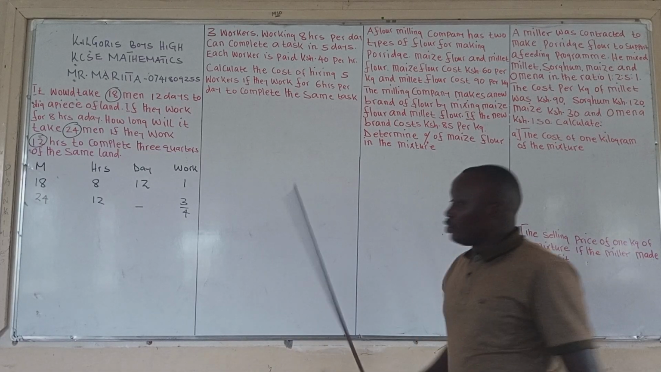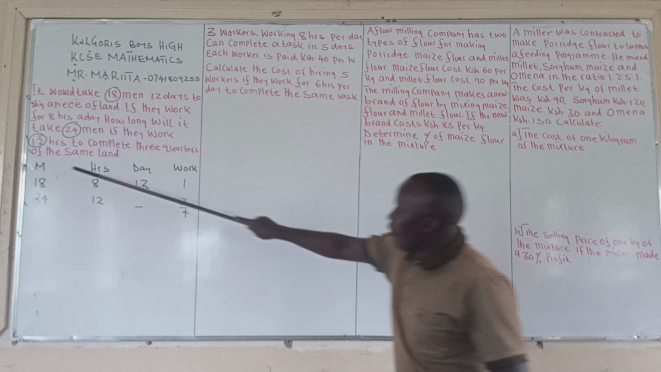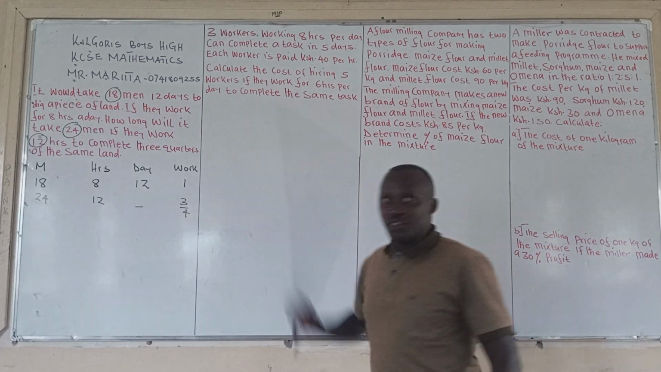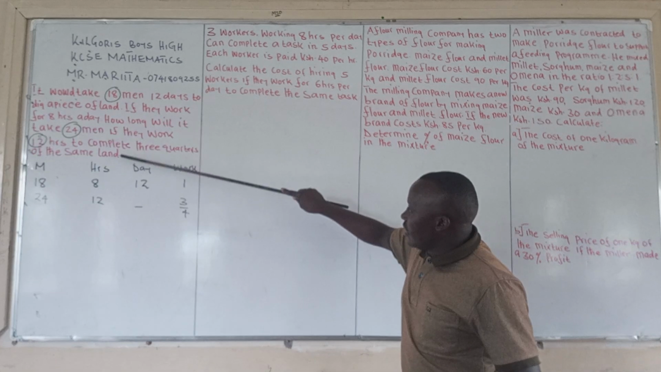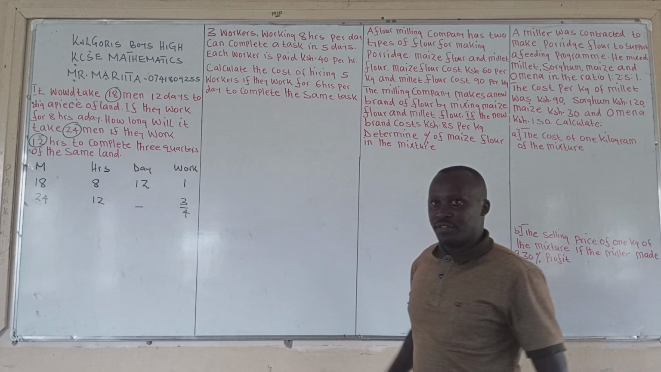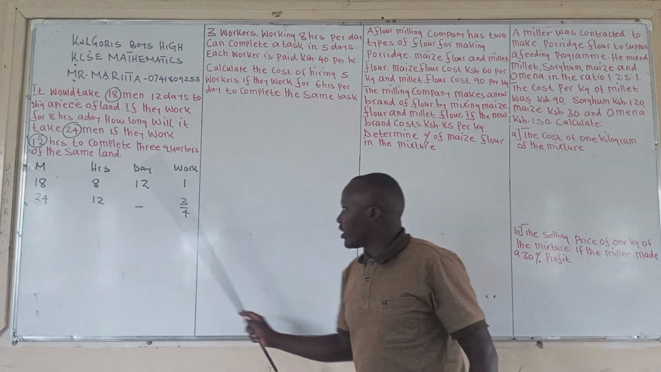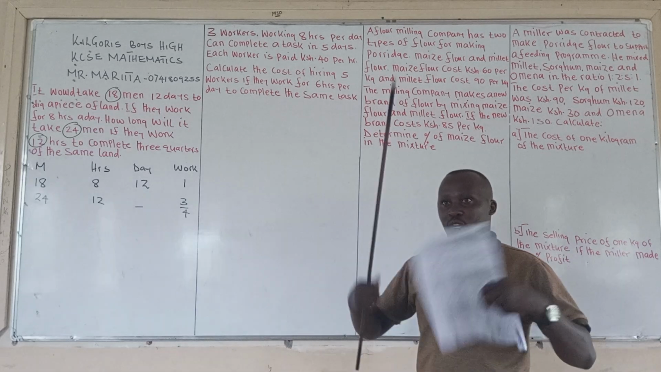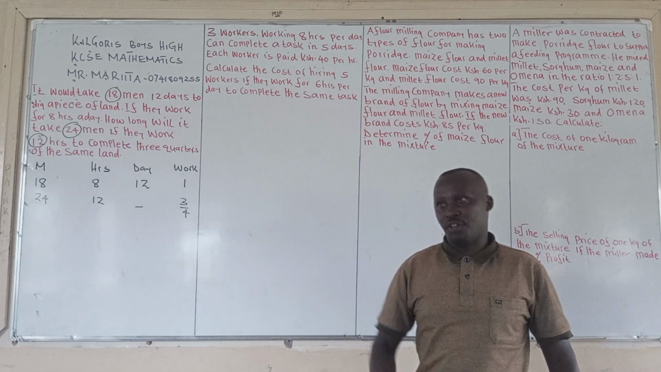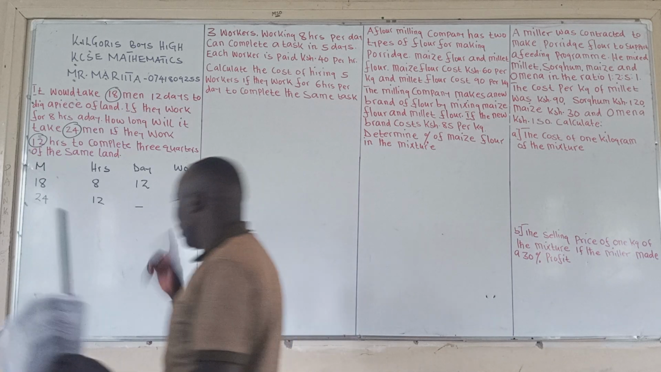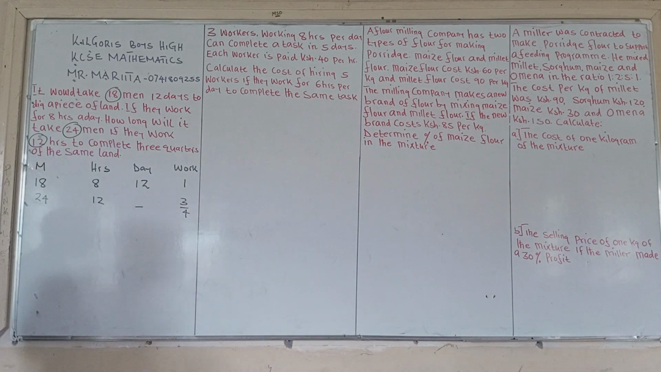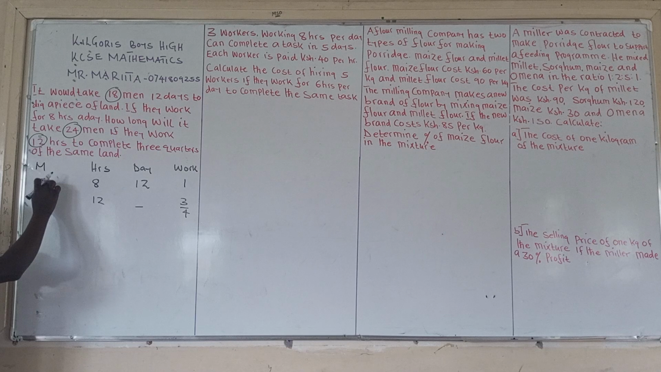You can check one thing here. The number of men has increased from 18 to 24, and the number of hours has increased from 8 to 12. We don't know the number of days these 24 men, working 12 hours a day, took to do the work equivalent to 3/4. There is one thing you need to understand, very important for you to solve any question in rate of work.